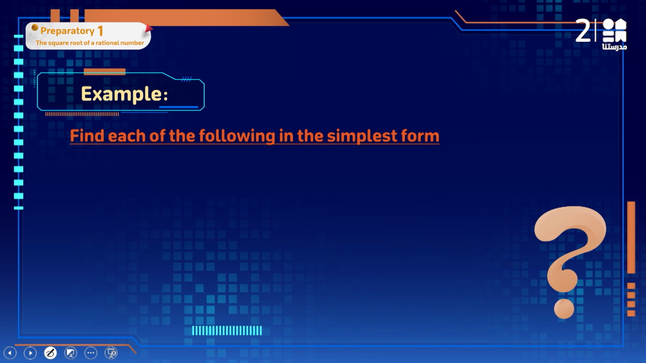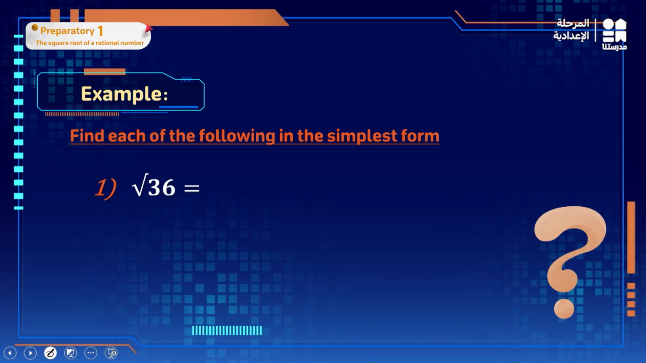Example: find each of the following in simplest form. Number 1, the square root of 36. Immediately we are going to think about 36 equals what times itself. As we know, 36 equals 12 times 3, 9 times 4, and 6 times 6. Which one is correct? 6 times 6, because it should be a number multiplied by itself. So the square root of 36 equals 6.